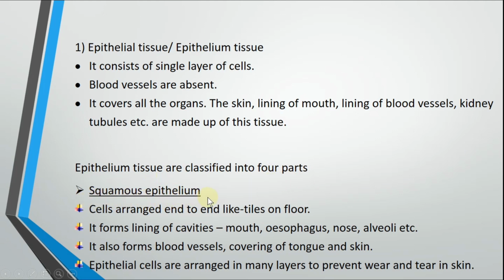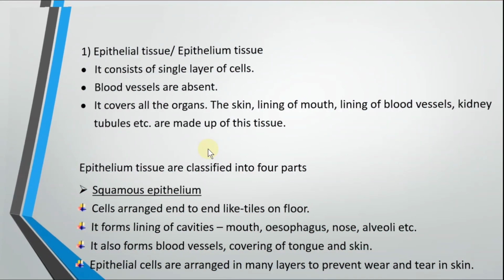First one is squamous epithelium. Cells arranged end to end like tiles on a floor. It forms lining of cavities of mouth, esophagus, nose, alveoli, etc. It also forms blood vessels, covering of tongue and skin. Epithelial cells are arranged in many layers to prevent wear and tear in skin.